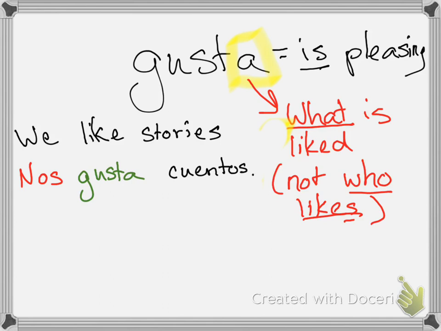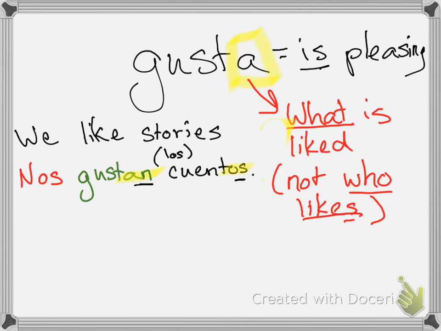Now, if you notice, what is liked is plural. All right? So if what is liked is plural, then I need to make my verb plural. So the way we make a verb plural is not with an S, unfortunately. That's going to turn it into you. It's with an N. Okay, so it becomes nos gustan cuentos, or nos gustan los cuentos. Okay, nos gustan is making it plural. All right, so if what is liked is plural, it's going to end in an N. If what is liked is singular, it's just going to end in an A.